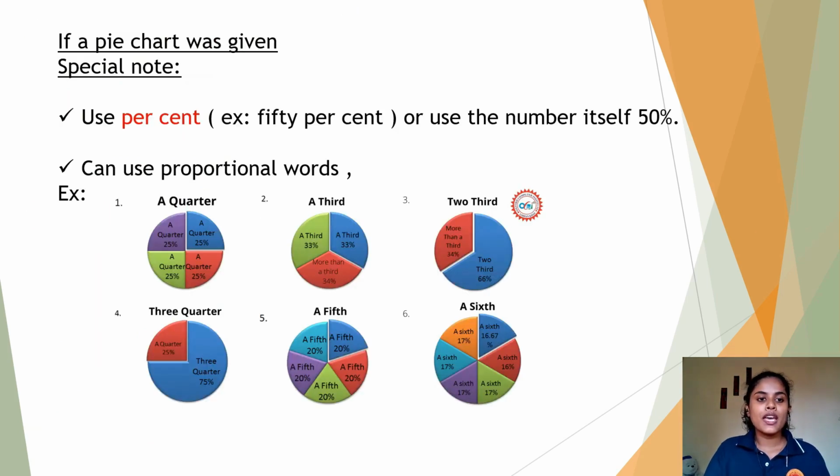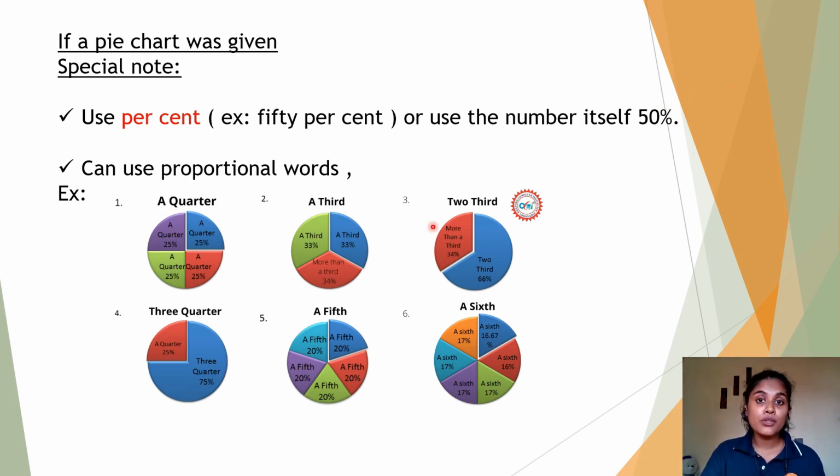So again, if a pie chart was given, there's a special note: you can use the word percent instead of the percentage sign. Here you can see 50%, the percentage sign is given, or you can write it as percent. Do not miswrite it on the answer sheet as percent. It is percent, it is two words, so make sure that if you're writing in words, you write like that, because it is always better to write in words than using the symbol. So try to write in this way, or even this will be fine.